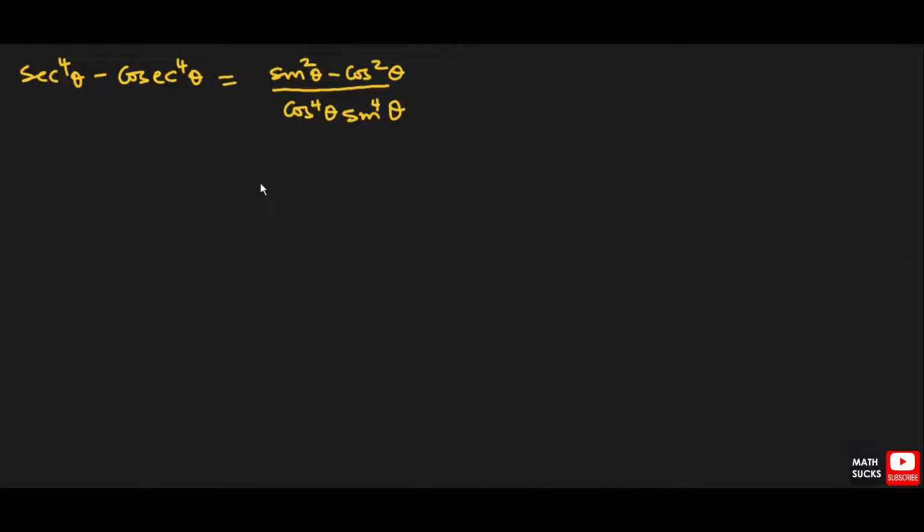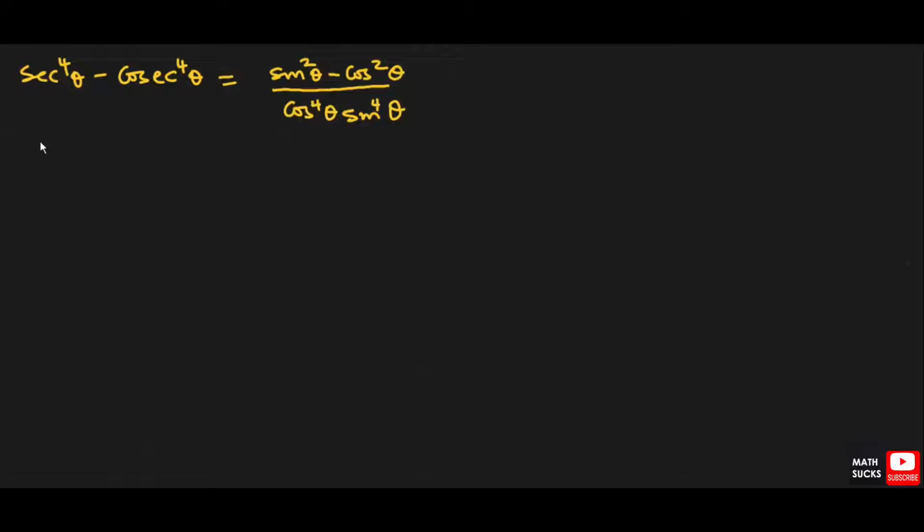In this video, I'll show you how we can prove that sec^4 theta minus cosec^4 theta is equal to (sine squared theta minus cos squared theta) over (cos^4 theta sine^4 theta). So this is kind of an easy problem.